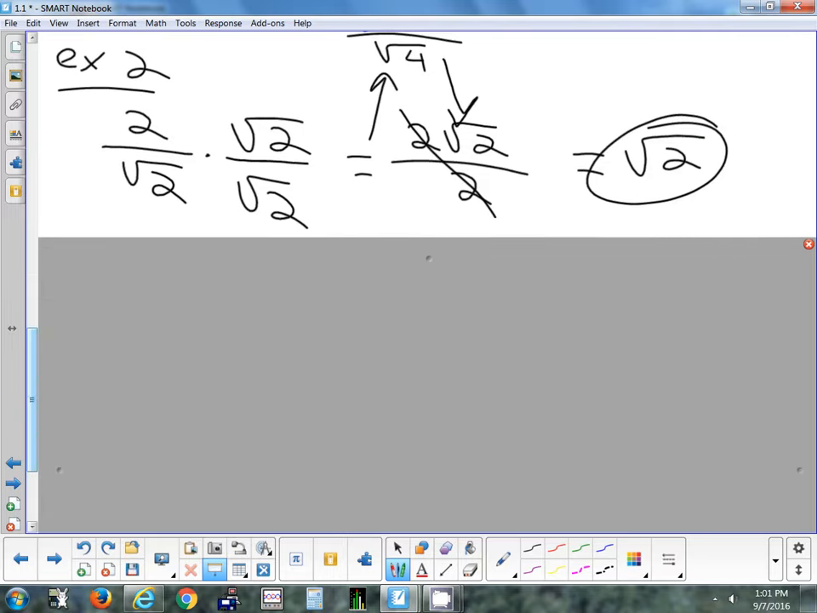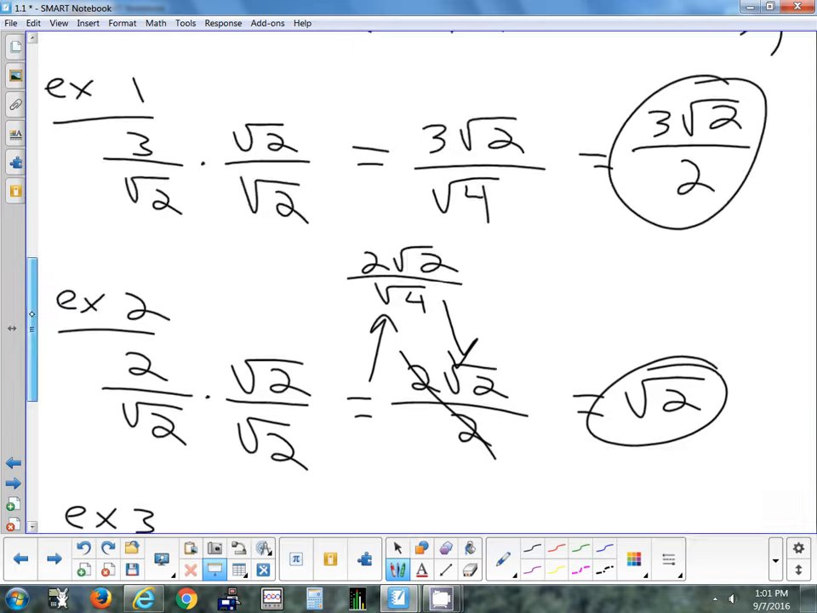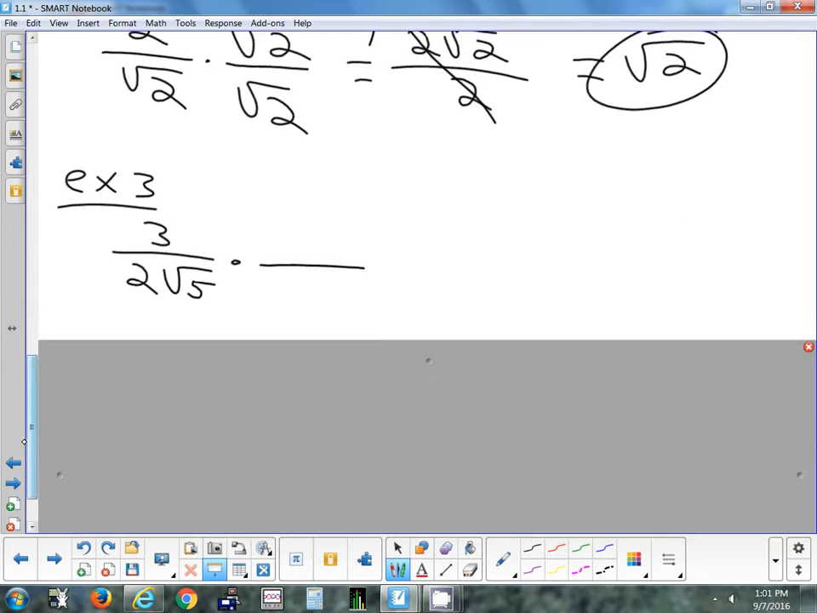All right, let's take a look at this one. I have 3 divided by 2 root 5. So this time I got a denominator that's a little bit more complex than in the previous example. Any guess here what I'm going to multiply by this time? Yeah, Eden? Square root of 5. Just the square root of 5. Okay, the 2 is fine. Remember the directions said to multiply by just the root. Okay, leave the 2 right where it is.